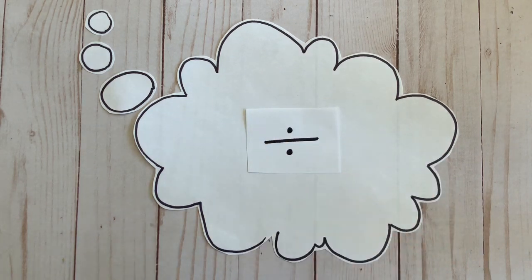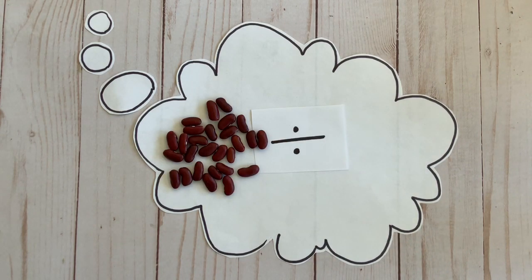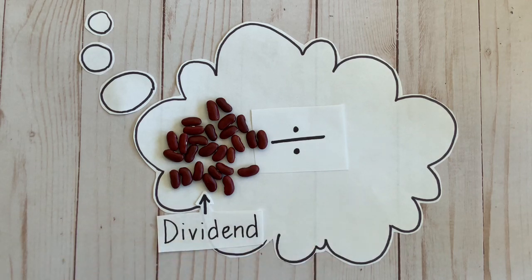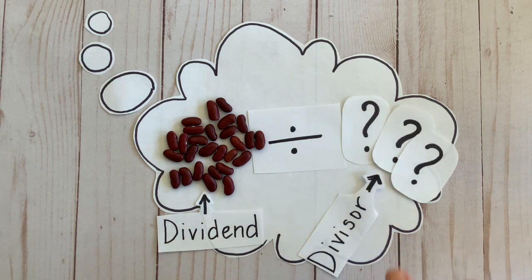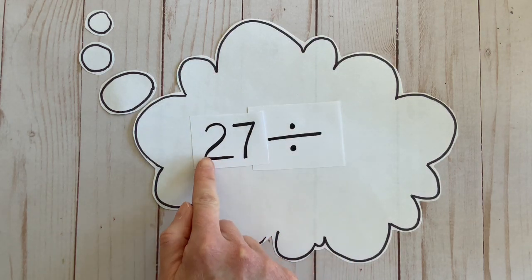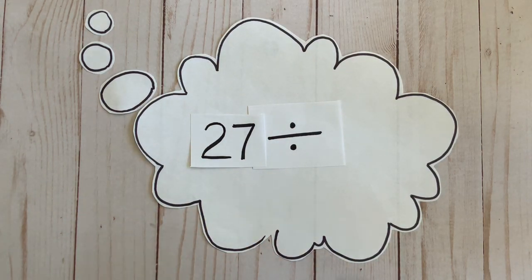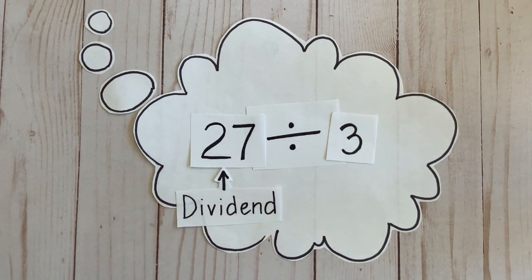Now, let's take a look at the obelus. The dividend in this case goes on the left side of the obelus. The divisor goes on the right side. To record the actual equation, represent the dividend and divisor using numerals, like this.